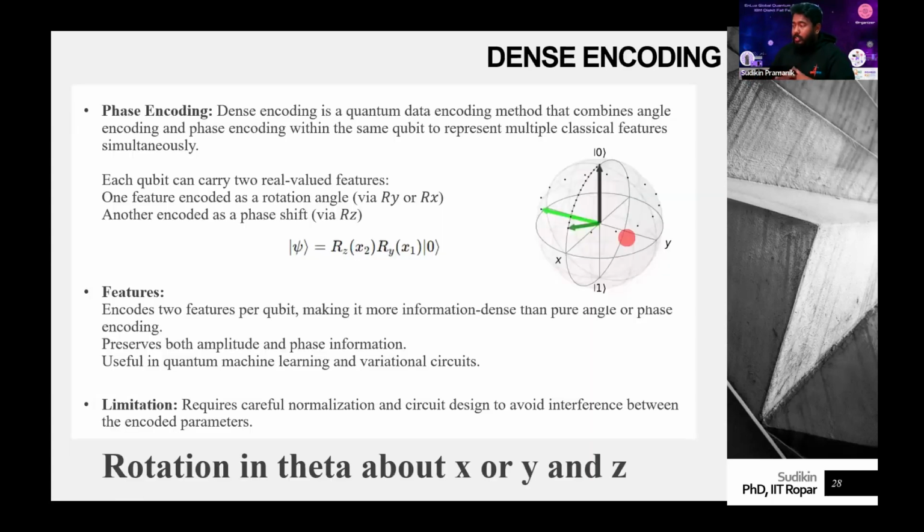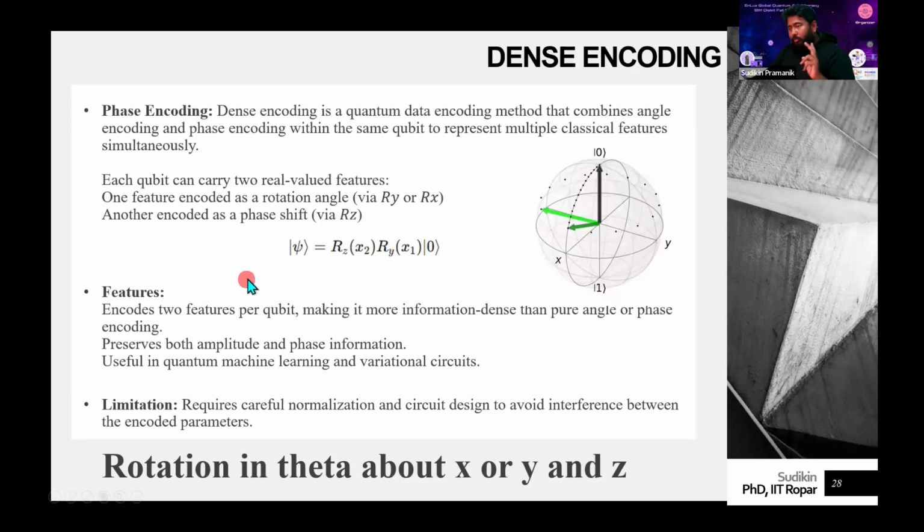Okay, now we come to dense encoding, and why this is important. So we had angle encoding, we had phase encoding. One changing by Ry and Rx, another changing by Rz. Now the scientists thought, how about we do both? We change the angles, the thetas, and we change the phases, the phis. So they introduced another method known as dense encoding. Now this is very important.